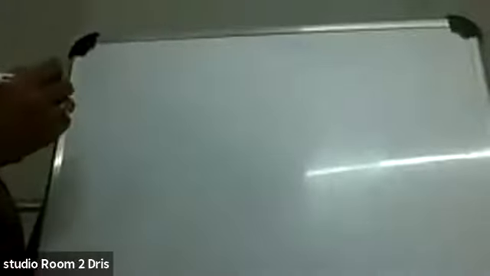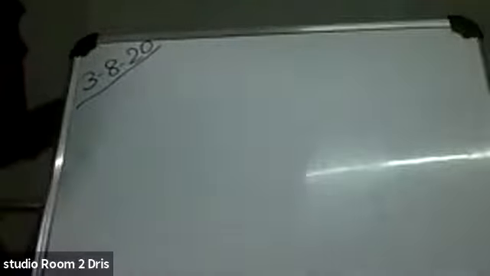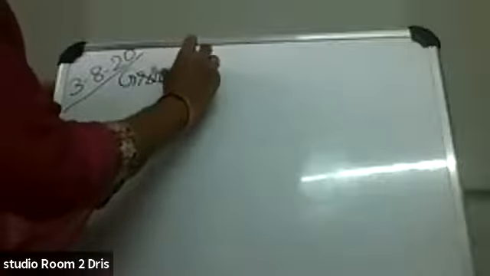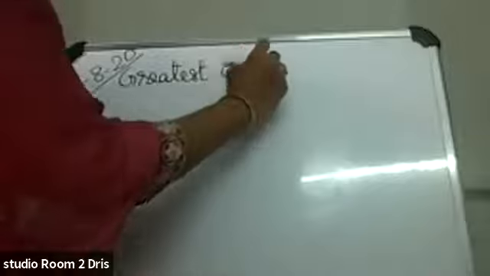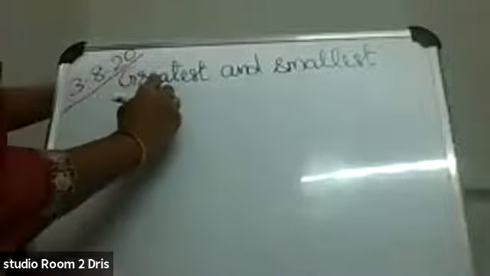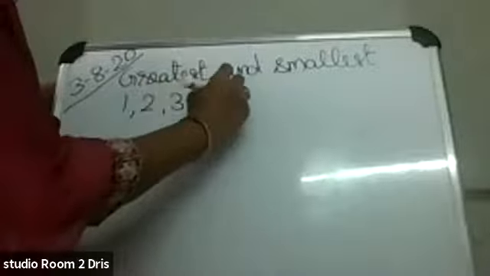Open your book. Open your book, take a page, and first you write the date. Today is 3/3/8/20. Now near to that, you just write the heading, greatest and smallest, 1, 2, and 3 digit numbers.